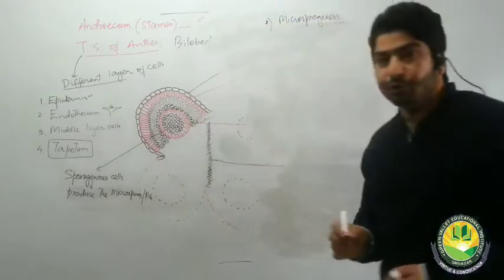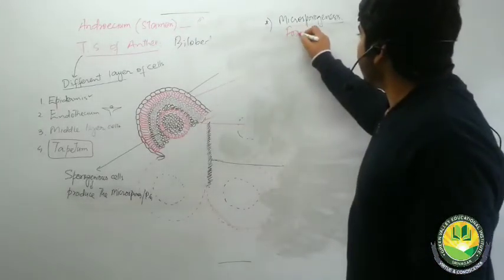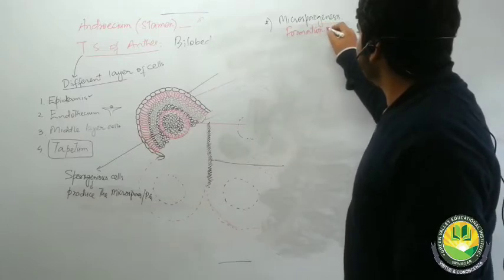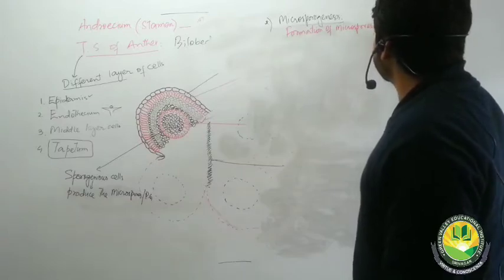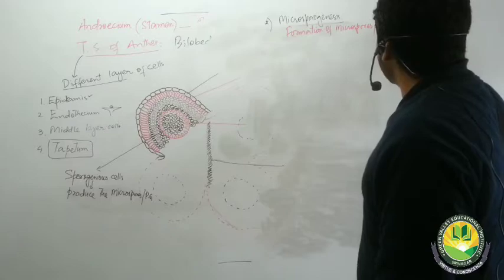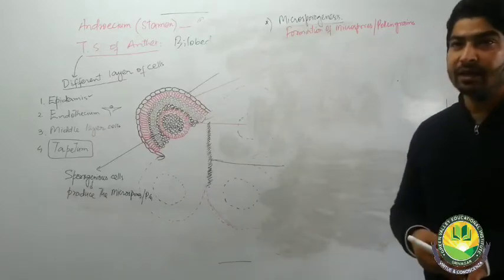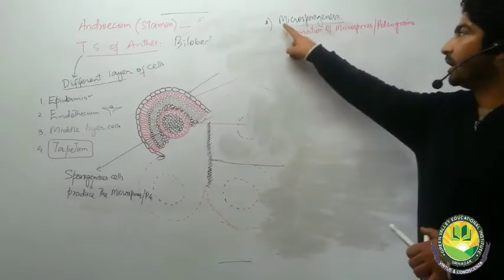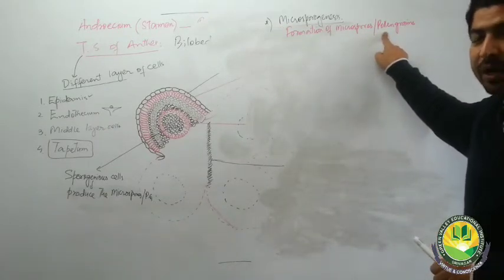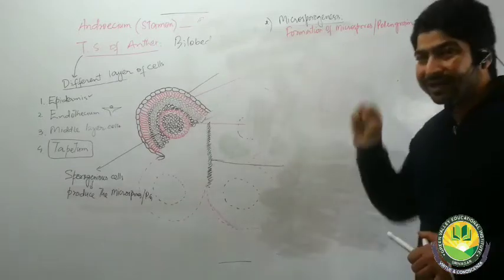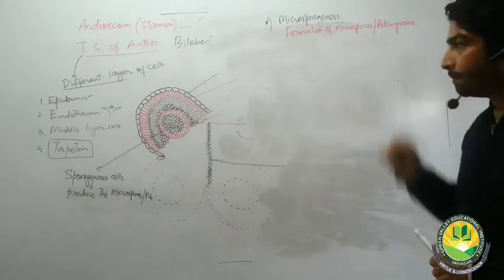Now, what is microsporogenesis? Microsporogenesis means the formation of microspores, that is, pollen grains. The process of formation of microspores or pollen grains is called microsporogenesis. Why do we call it micro? The reason is that the size of the pollen grain is very small. Being the smallest structure, it is called microsporogenesis, that means the process of formation of microspores.